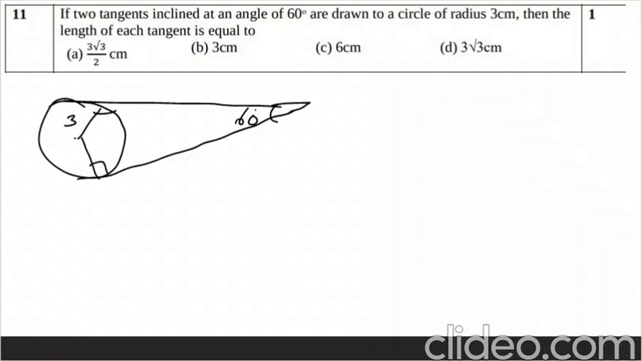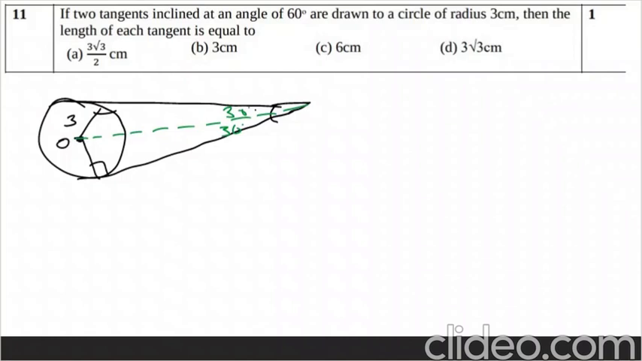Now, let's name this midpoint as O. Can I draw a bisector from this O? I can bisect it. After bisection, the 60 will become 30 degrees. Correct. Now we can use trigonometry over here.